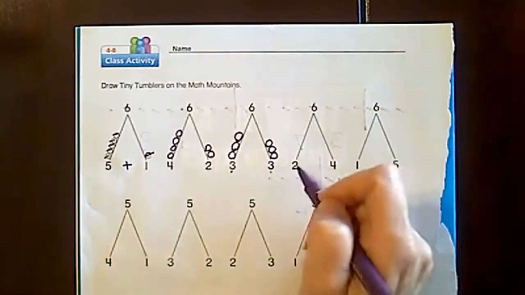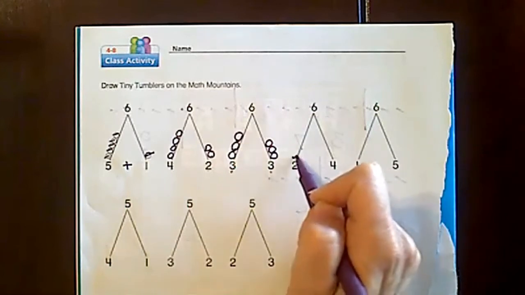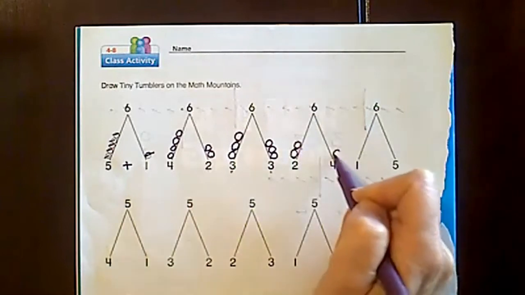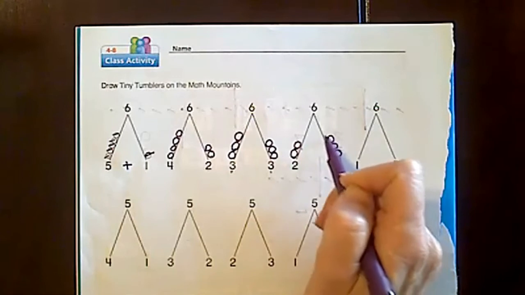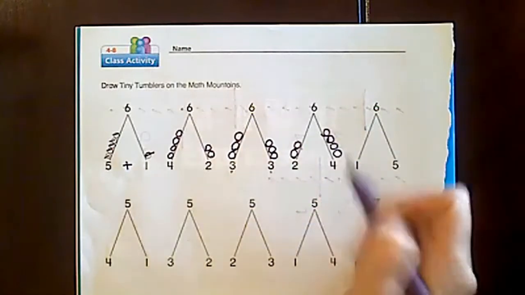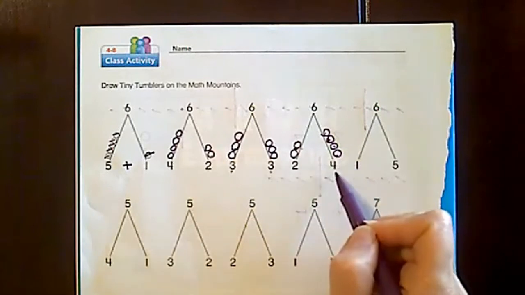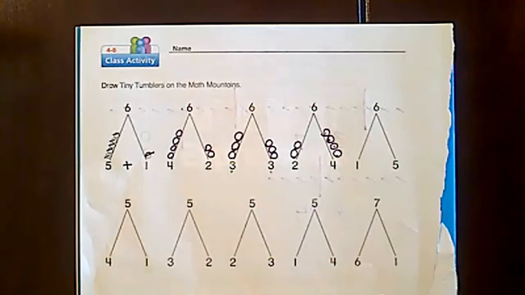Okay, let's go ahead and do one more. Here we have 2 who rolled down on this side. 1, 2, 3, 4, 5, 6, which was 1, 2, 3, 4. 4 rolled down this side. Okay, let's see if you can do the next one. Give it a try.